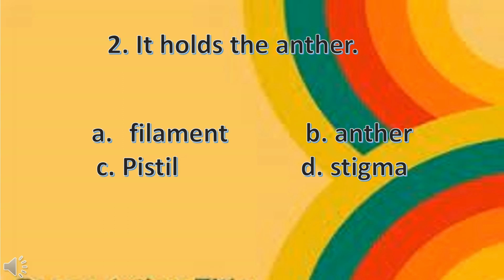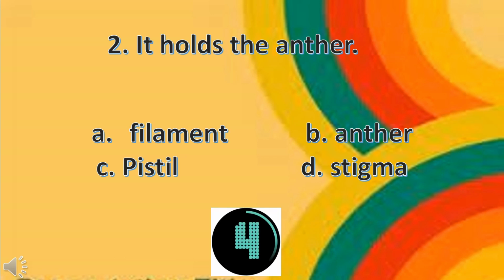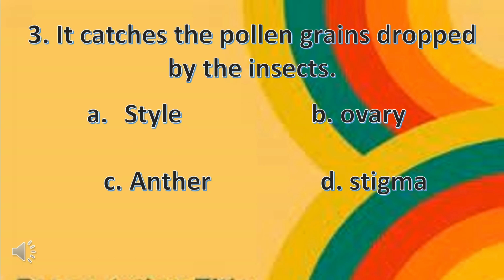Number 2. It holds the anther. A. Filament. B. Anther. C. Pistil. D. Stigma. Number 3. It catches the pollen grains dropped by the insect. A. Style. B. Ovary. C. Anther. D. Stigma.